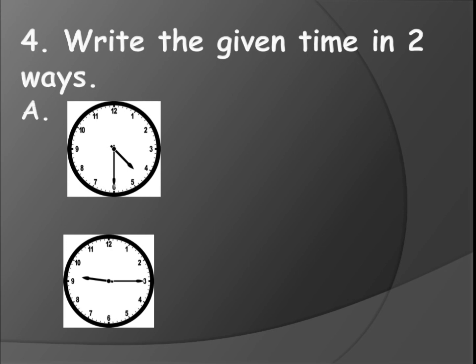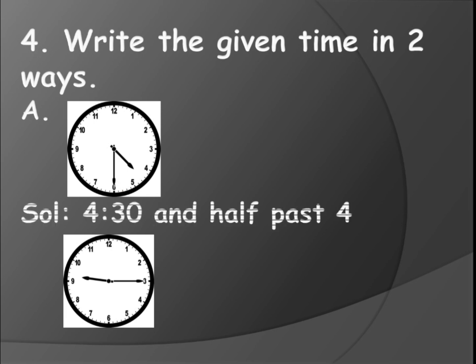Write the given time in 2 ways. So they have given some clocks, so we have to write the time. The first one, the short hand is in between 4 and 5. That means you have to take 4 only. So 4, and the long hand is on 6. 5 6s are 30, right? So 30 minutes. 4:30 or half past 4. That means half an hour finished, 30 minutes finished after 4. So half past 4.